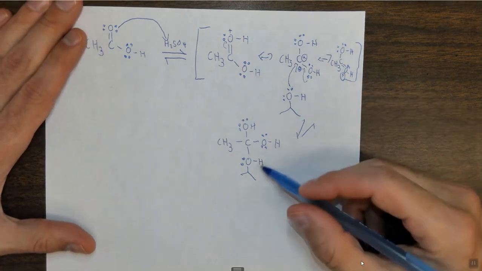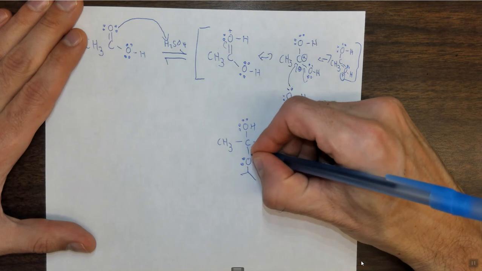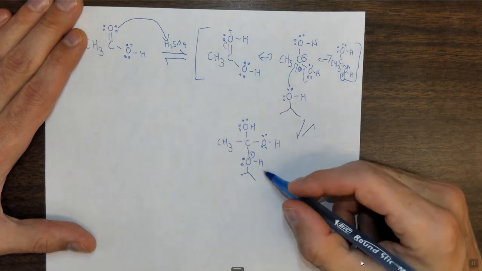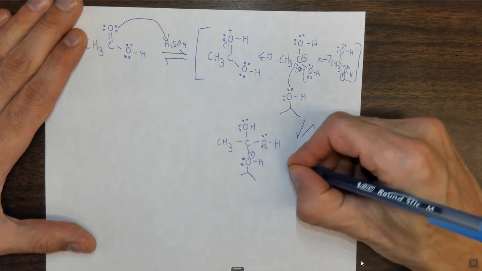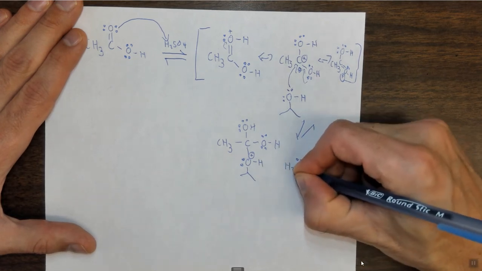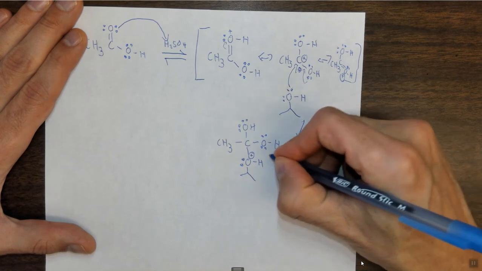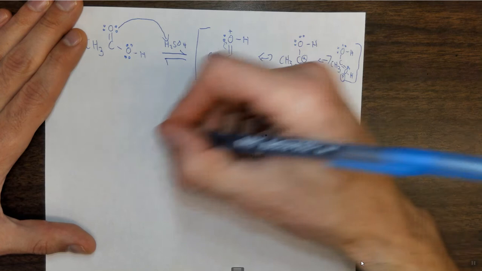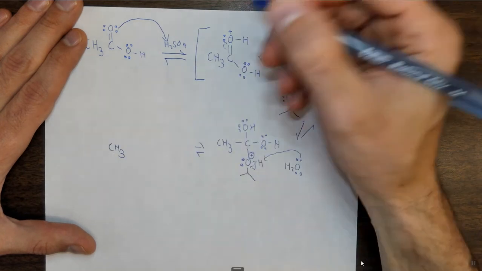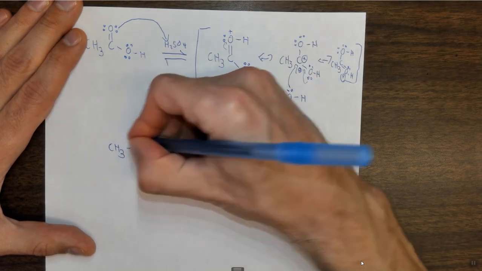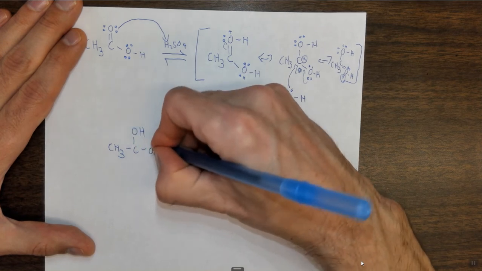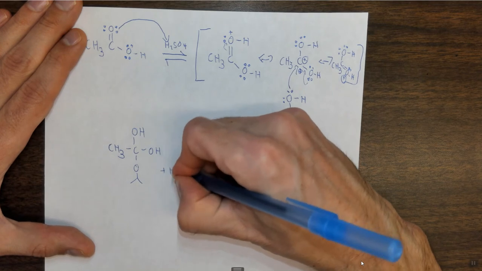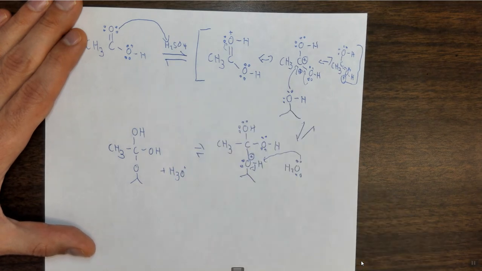The next thing we're going to do is look at this, and this has a positive charge on it because it has 1, 2, 3 bonds and a lone pair. So we want to get rid of that positive charge. Well, we have water in the solution, so water can grab this proton, and these can come here. And what we end up with is CH3, bond C, bond OH, bond OH, bond O, plus H3O plus as a byproduct.